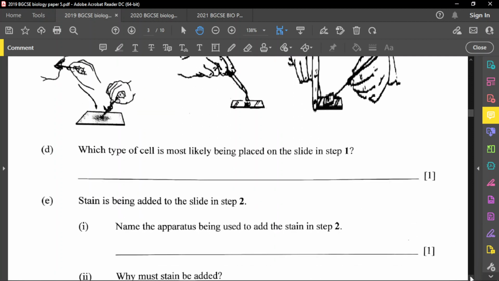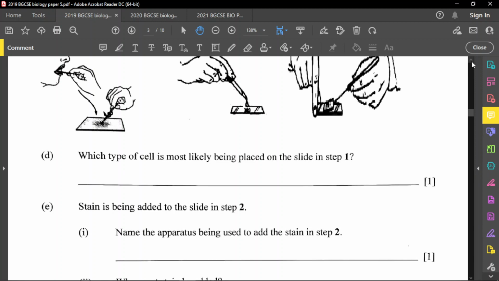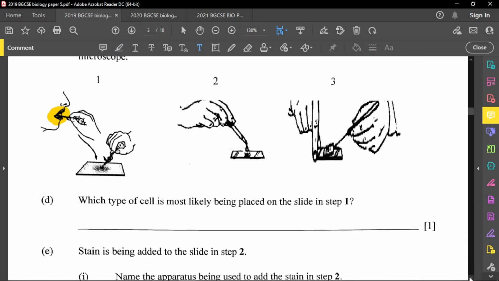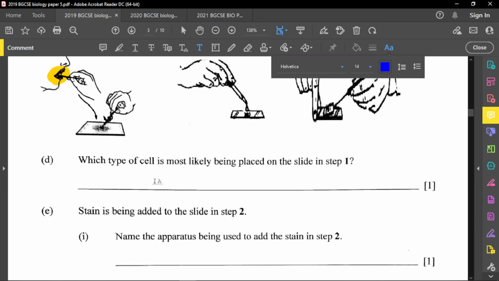All right, which type of cell is most likely to be placed on the slide in step 1? So let's go to step 1 right here. What is important here is you notice the person swabbing the mouth. What type of cell is normally going to be put on this based on the action? We can call that cheek cell. Normally you take cheek cells from your mouth. So the more likely cell here is the cheek cells.